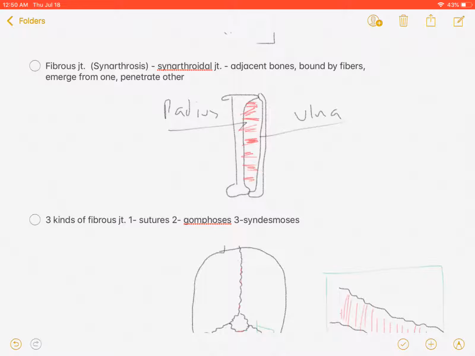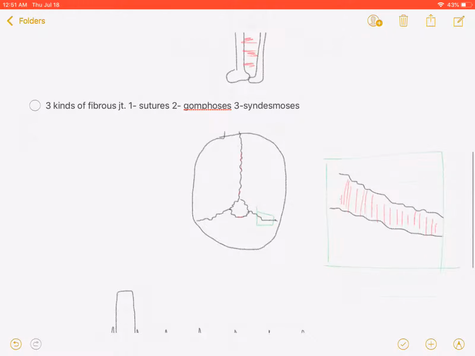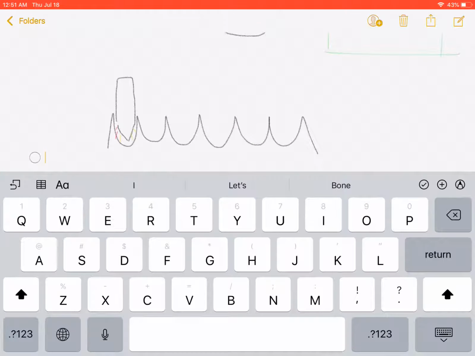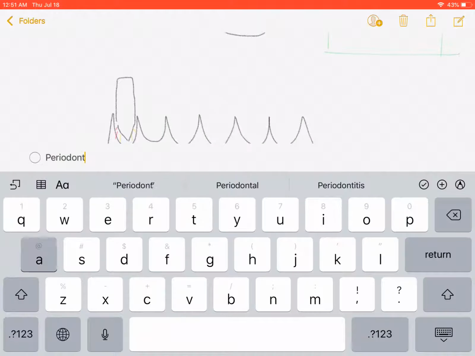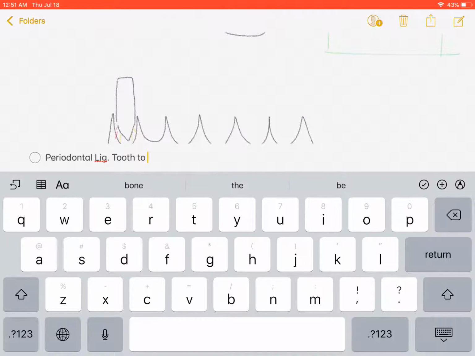Now, we have to understand that our sutures are actually slightly movable fibrous joints that bind the skull. And the gomphoses are also slightly movable. They're found in the alveoli, right? So gomphoses, think about your gums. Your syndesmoses is that interosseous membrane. And the periodontal ligament is tooth to bone. So I'm just gonna write it right here. Periodontal ligament, LIG, is tooth to bone.